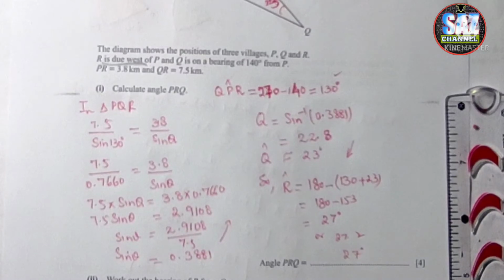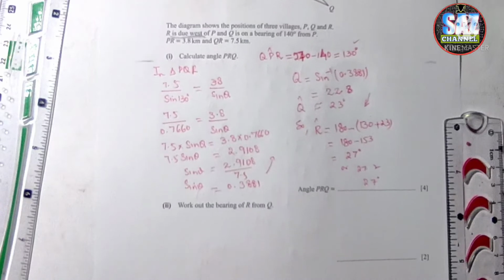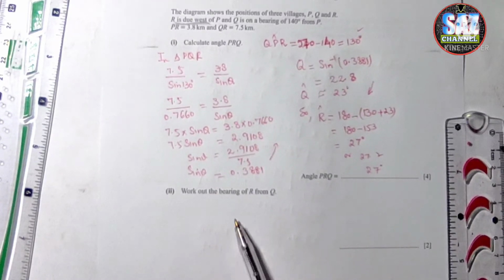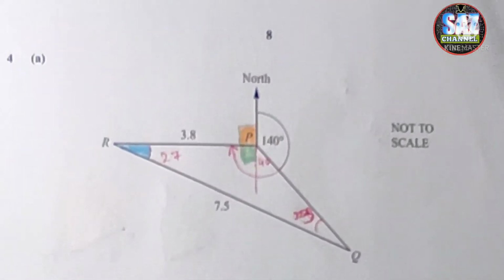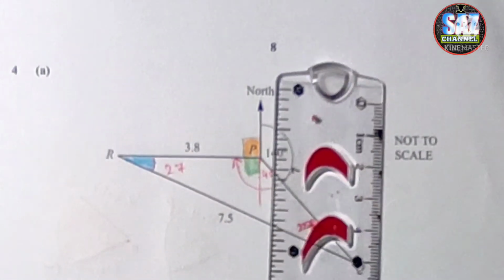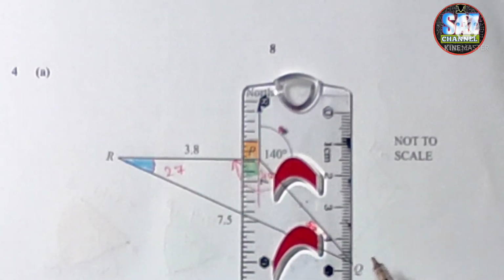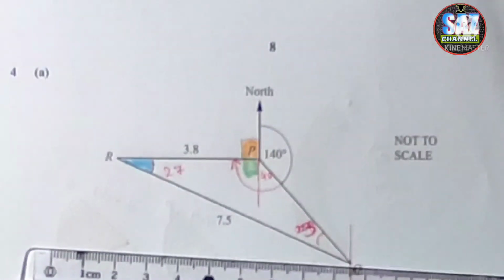I hope you are clear about this part, and let's move to the second part. The second part says work out the bearing of R from Q. Okay, now recall my basic lessons of bearing: on which letter we have to construct the compass. We have to construct the compass and start the movement from the vertex which comes after 'from'. So I have to first construct the compass at this place, and start my movement from vertex Q.